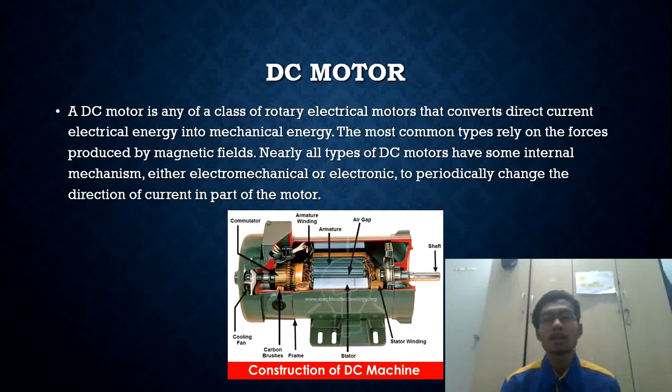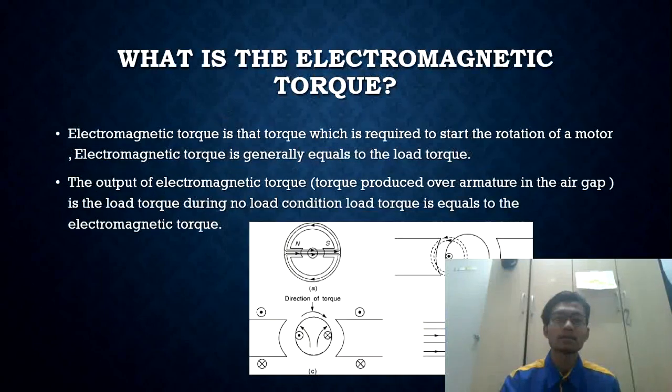Basically, the motor has a rotor and a stator. In the stator and rotor, there is winding. The wire wound around many times is called the winding. Next, what is the electromagnetic torque? This is our topic that I want to explain.